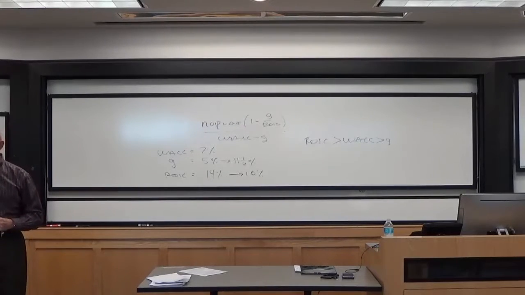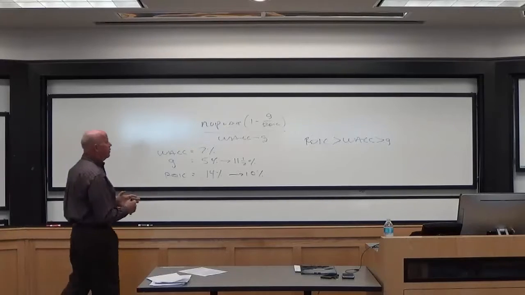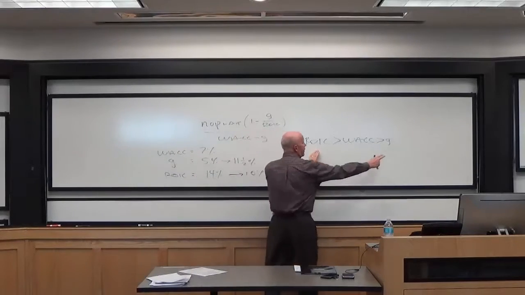Okay? Is there a specific relationship between G over ROIC? Because I'm still kind of fuzzy on that. Well, there is, and it comes from this relationship right here.